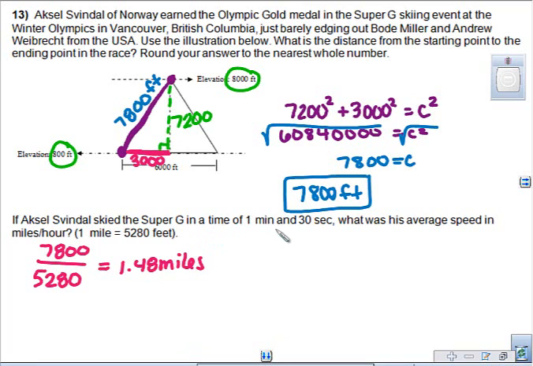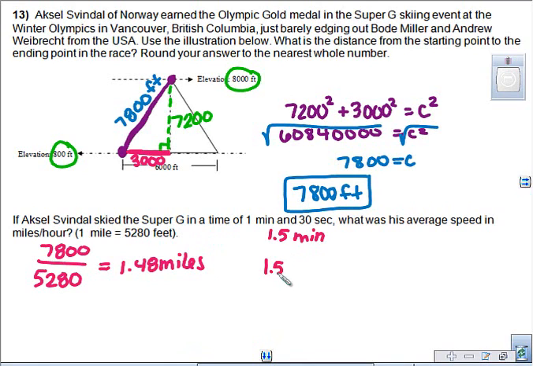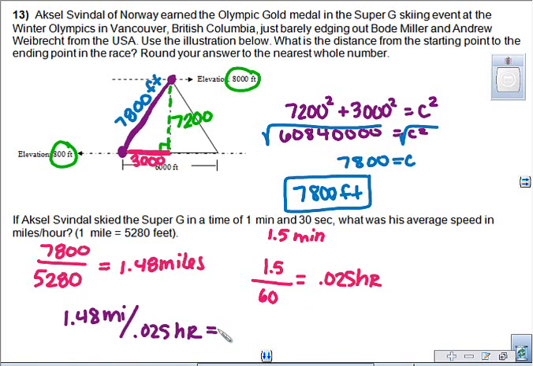Okay, the time, 1.5 minutes. Notice I'm going to change it, instead of leaving it as minutes and seconds combined, to just 1.5 minutes. Okay, 1.5 minutes, and there are 60 minutes in an hour, is 0.025 hours. They want miles per hour. That's miles divided by hours. And he was traveling 59.2 miles per hour. Pretty darn fast on skis.